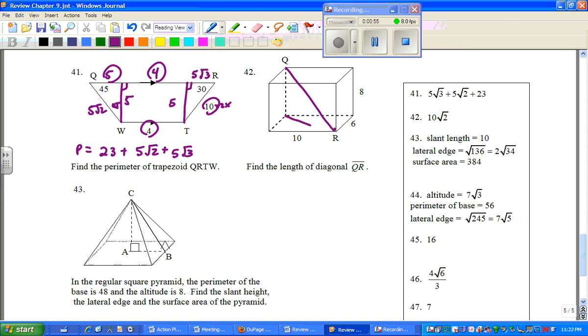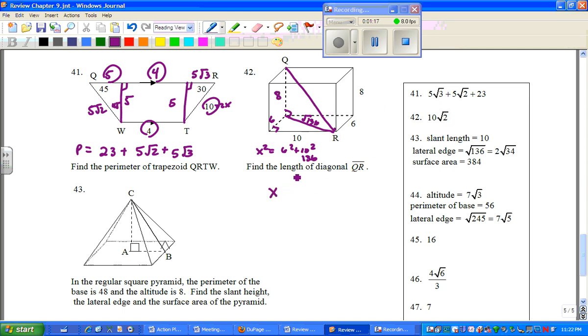We need to find the base diagonal first before the right triangle. So there's the right triangle. We would need the hypotenuse. So x squared is equal to 6 squared plus 10 squared. That looks like 136. So this is the square root of 136. This piece is 8, so now we can do Pythagorean theorem again.